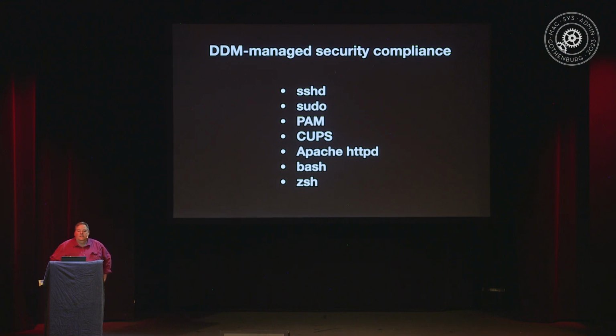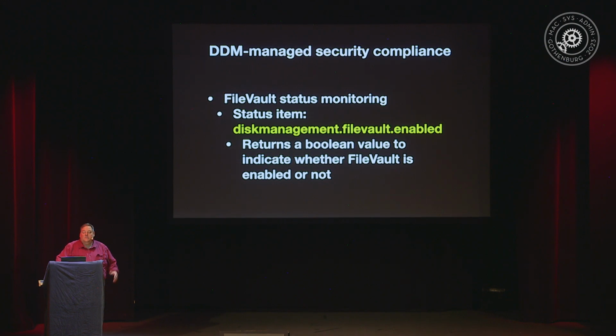Now, on macOS, DDM configurations can be used to specify sets of tamper-resistant system configuration files for different system services. Our colleagues from Apple referenced that briefly during their talk earlier. And in their session at WWDC, Apple mentioned that the built-in services listed on the screen could be managed this way. Now, DDM also provides improved FileVault status monitoring with a status item that will return true or false Boolean values.